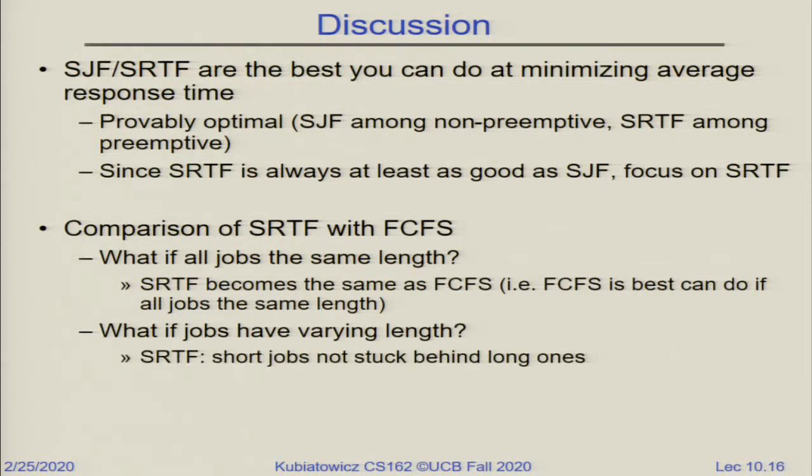What if the jobs have varying lengths? Well, SRTF is going to make sure that short jobs are not stuck behind the long ones. Remember the convoy effect we talked about last time, where you've got a big one and a bunch of short ones, and the short ones are basically out of luck? SRTF will take a queue that's got a big one and a bunch of short ones, and it'll immediately pull the short ones in front and run them. That's what it does, because it's preemptive. All right, question. Anybody?